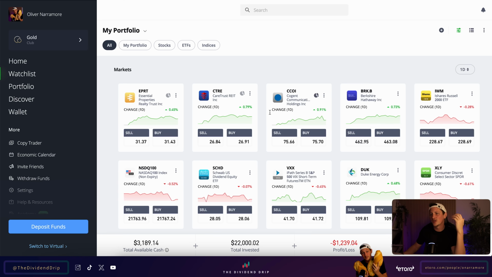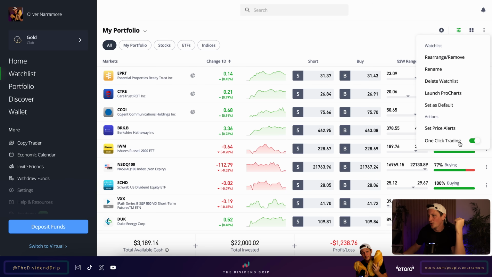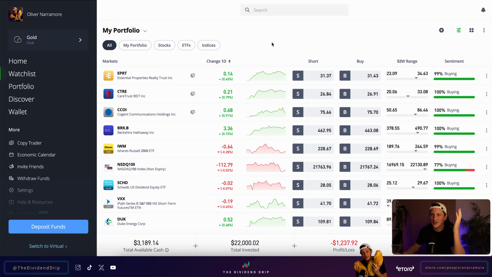Over here, you can change it to the grids. You can change from stocks to ETFs, whatever you like. It's pretty self-explanatory. You've got lots of little options in here as well. You can set certain price alerts, delete the watch list. You can go into the pro charts as well and rearrange. It's fairly flexible for you, okay?